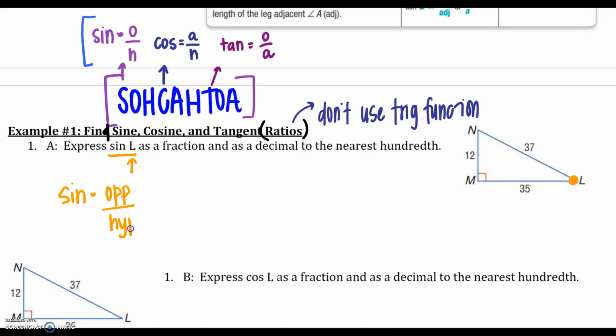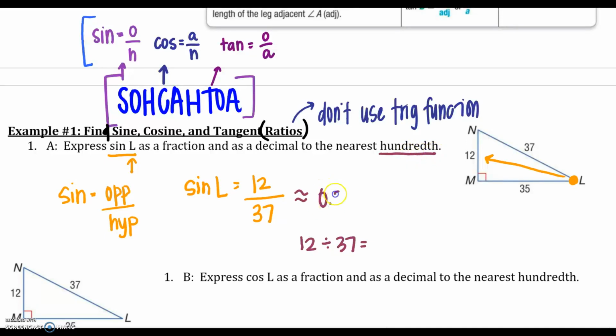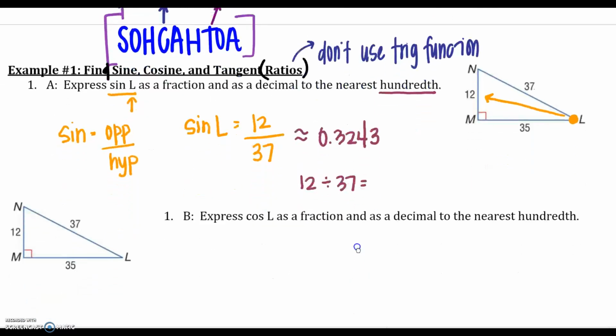over my hypotenuse. So I like to write down that my opposite side would be 12. So the sine of L equals my opposite side 12 over my hypotenuse, which again is always the same. It's across from that right angle. Then I'm going to simplify that. Can I simplify that fraction? No, but I also need to write that as a decimal. So to get my decimal, I'm going to say 12 divided by 37. That's literally all you put in your calculator. And to the nearest hundredth, I'm going to go to 4 decimal places. Just a little practice on rounding.